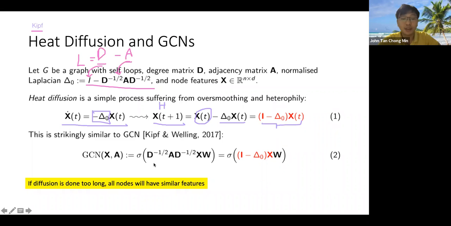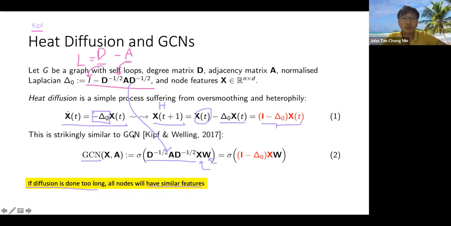So in the case of a graph convolutional neural network, this is exactly the same as when we take the normalized degree, normalized adjacency matrix like this, to multiply with your feature space, times your weight. This GCN here is actually similar to doing a one-step heat diffusion process. And the thing is, this heat diffusion process, if done too long, can lead to very similar features, which is a cause for concern.